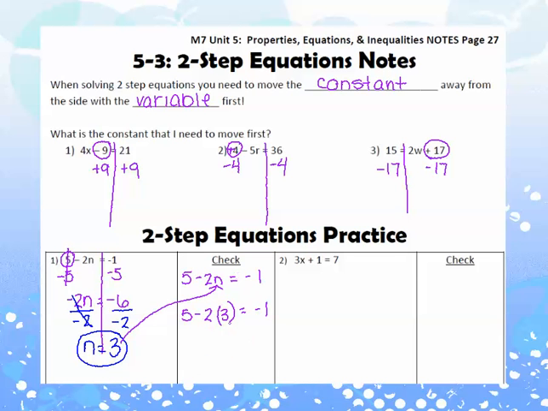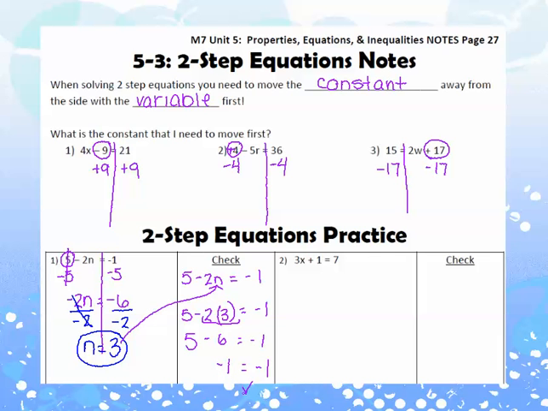And if I think of this problem here like an order of operations problem, I'm going to do 2 times 3 first, which gives me 6. So now I have 5 minus 6 equals -1. And then if I plug this in my calculator, 5 minus 6 equals negative 1. And that's what it's supposed to equal on the other side, so I got it right.